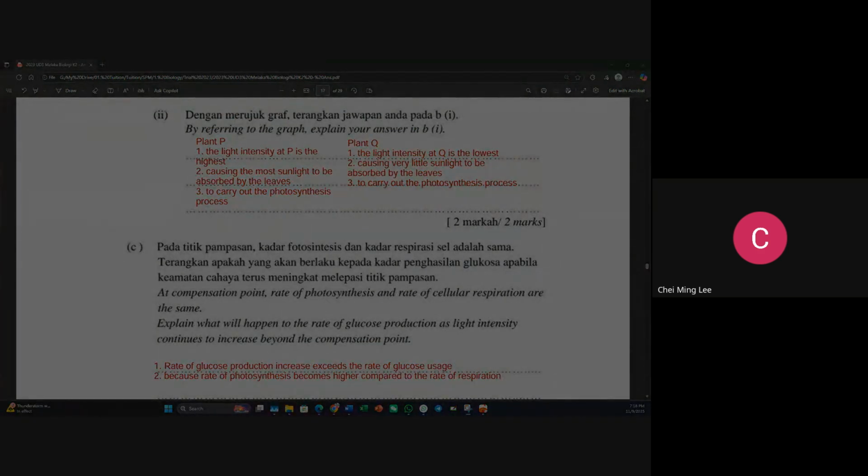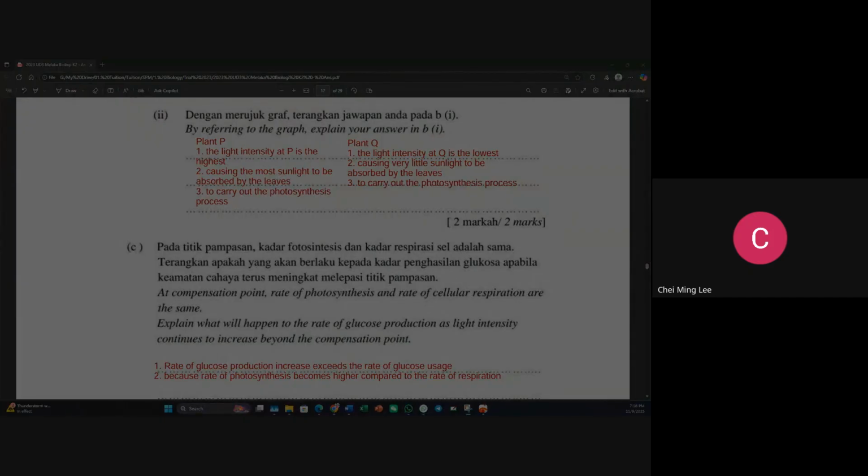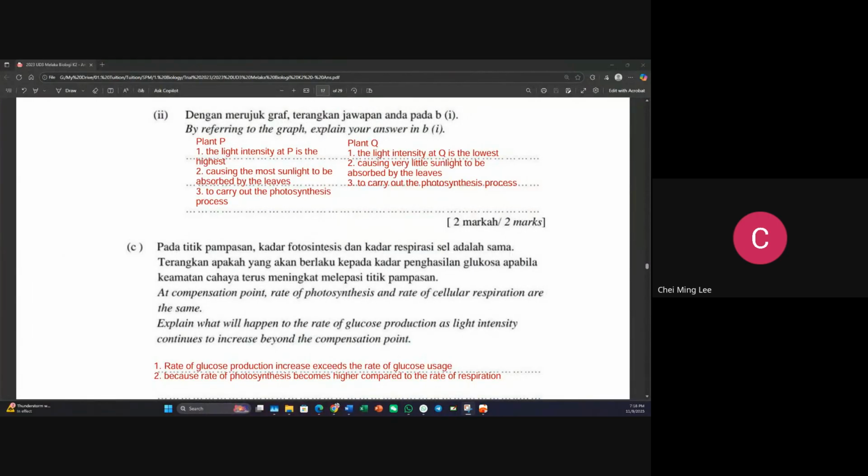Okay, did you get this one correctly? Not much. How about you? Let me know your answer. How did you write the answer? Photosynthesis is higher. That's only one mark. You said the rate of photosynthesis is higher, then only one mark, because 2 marks means they will require you to mention compared to the rate of respiration. If you say higher, it's normally okay.